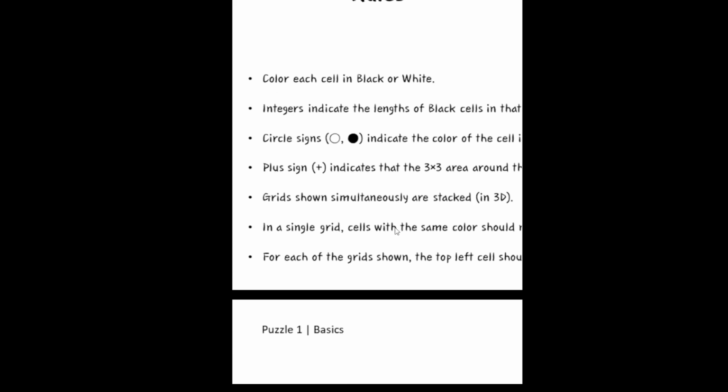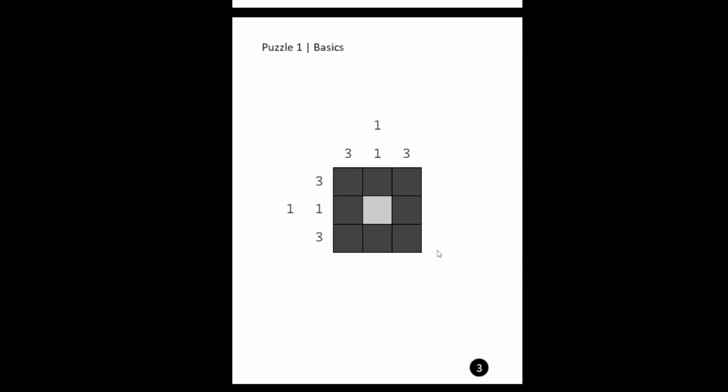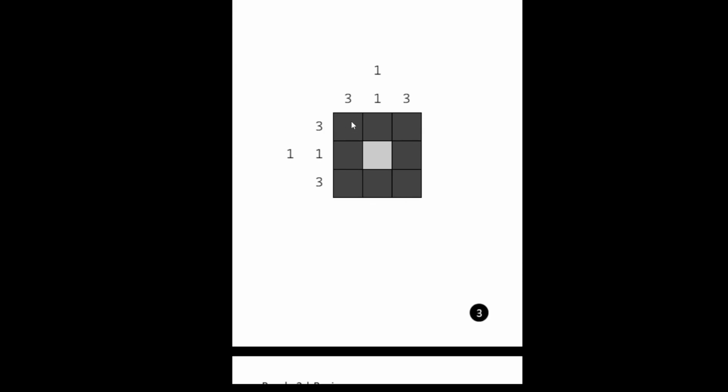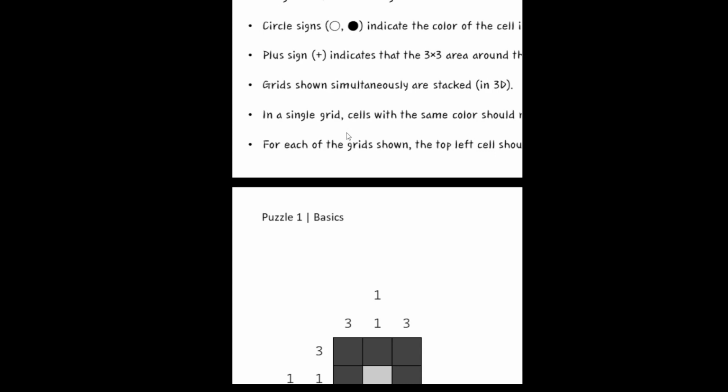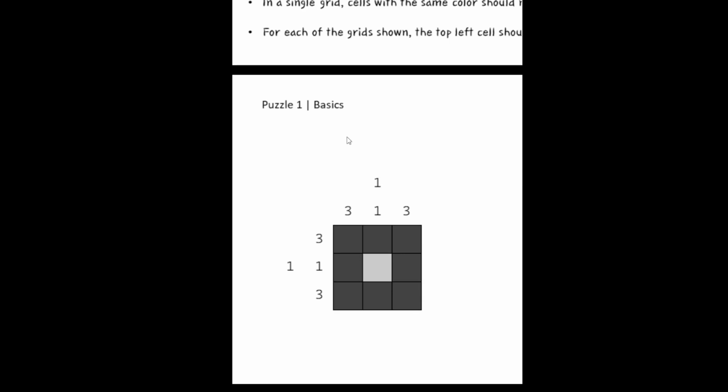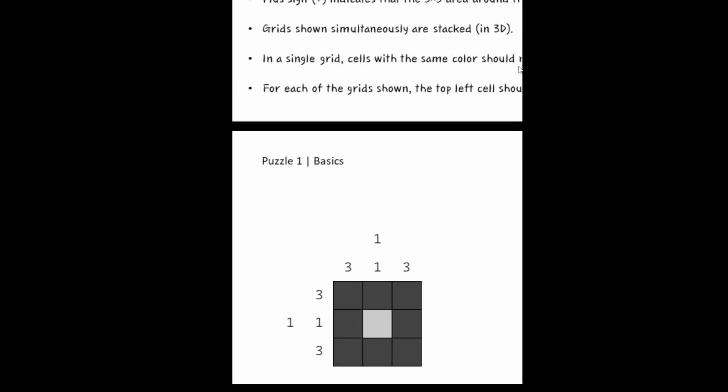In a single grid, cells with the same color should... Is that an N? They should not do something? For each of the grids shown, the top left cell should... Huh. How strange. Well, the top left cell had to be black here. Cells with the same color should... What? It's not like should be connected, because that's not a B.